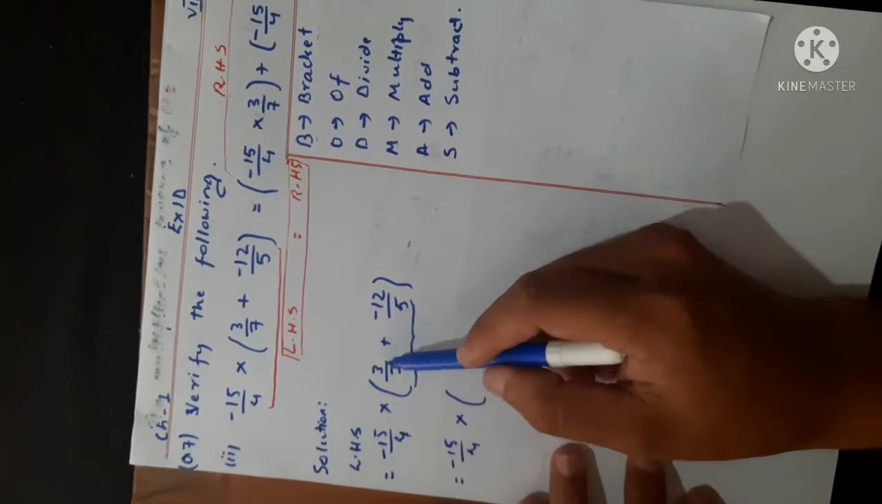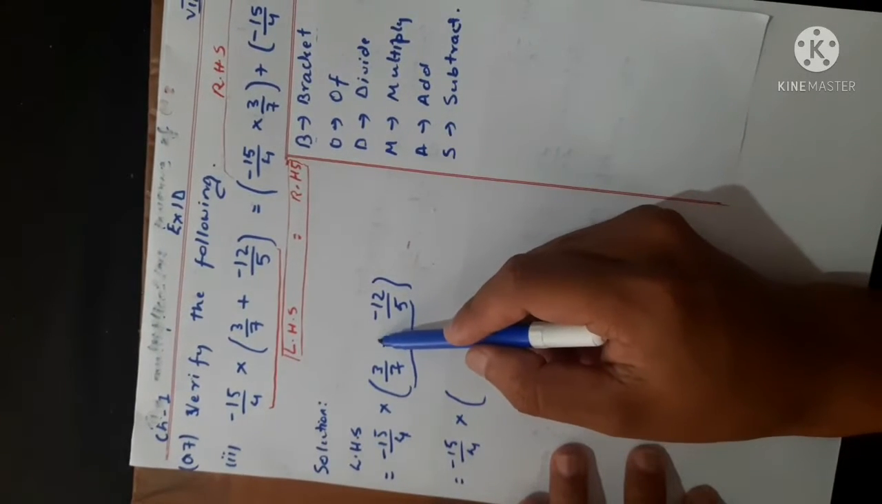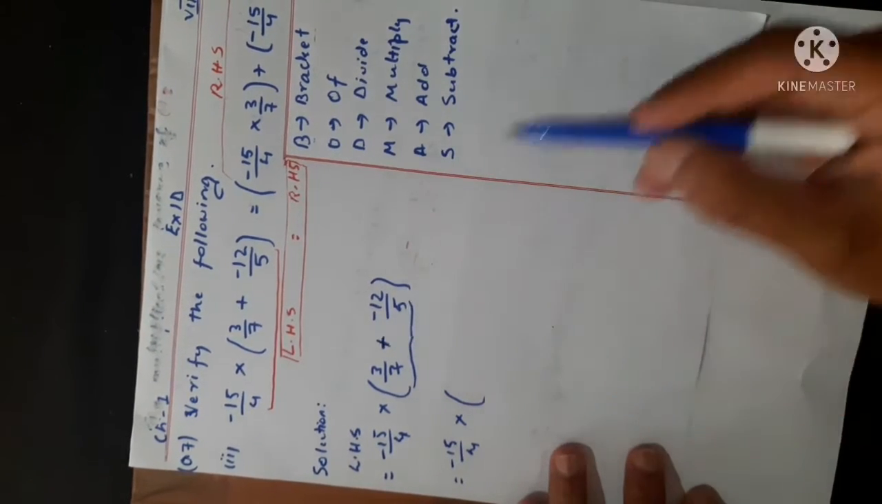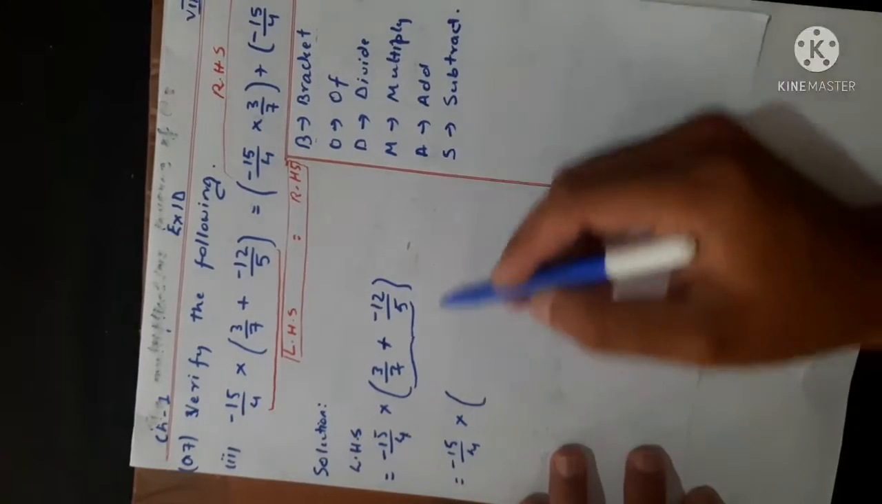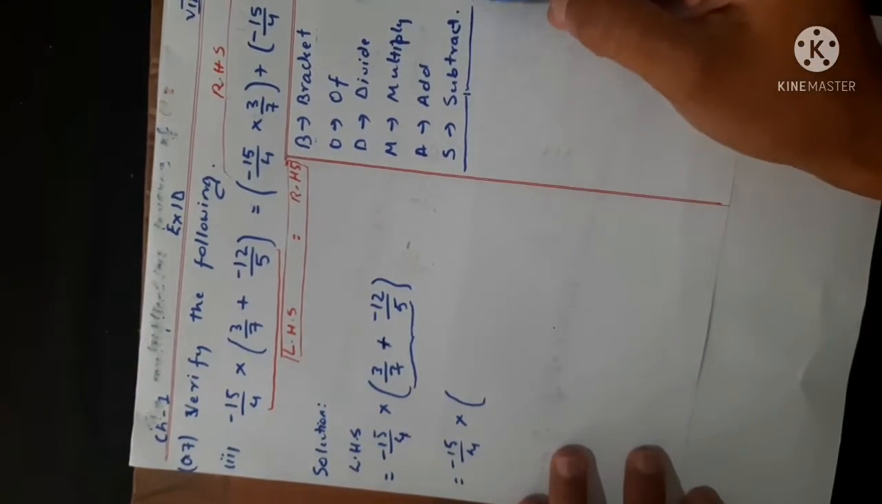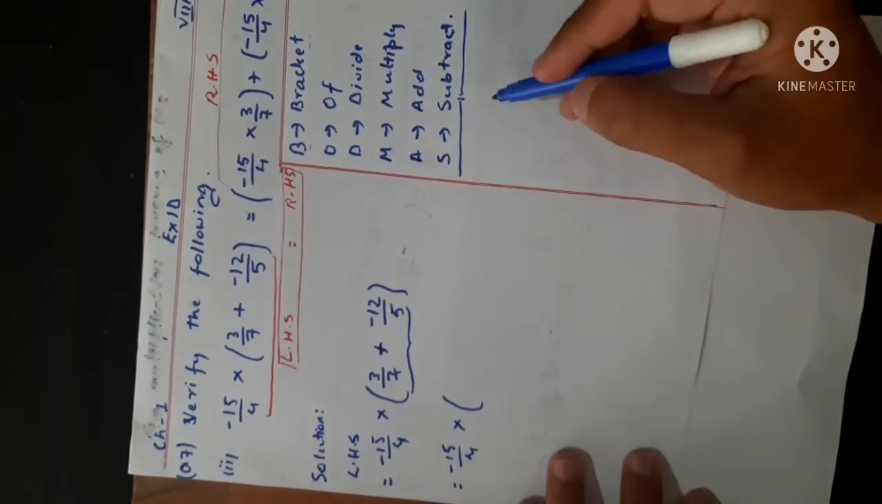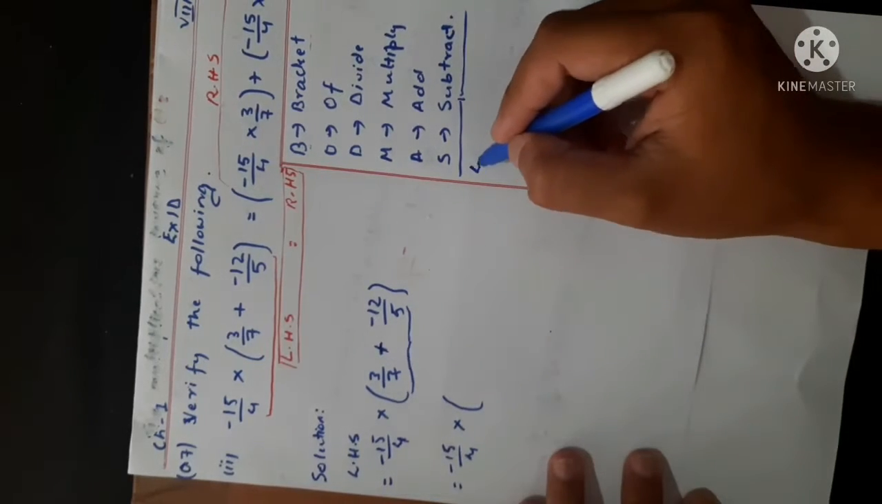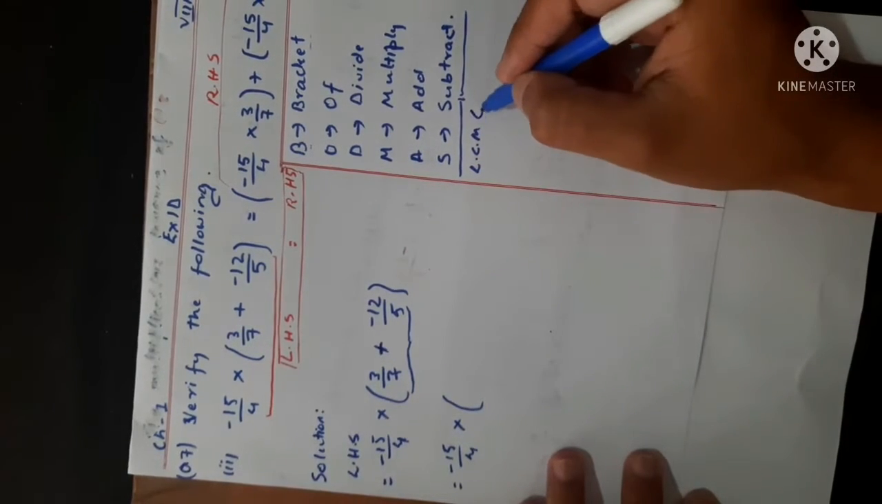Remember, this is a rational number, and this is a rational number, and this is a plus sign, so that means we have to add. Previously, we have learned about addition of rational numbers. What do we do? We find first the LCM of the denominators.